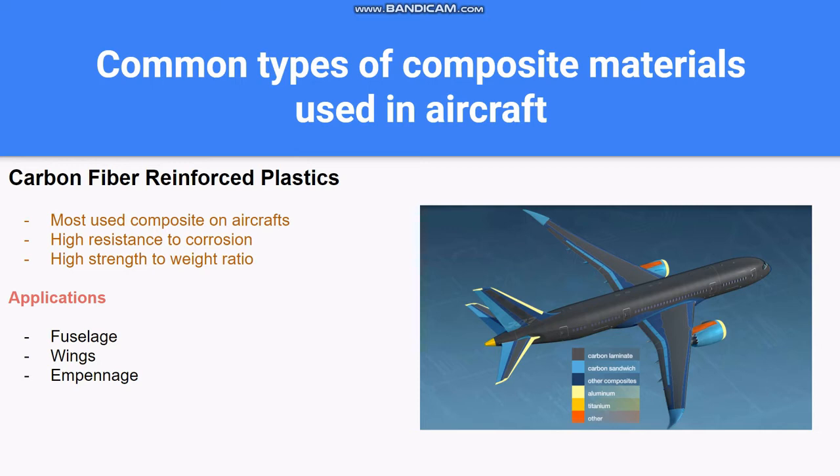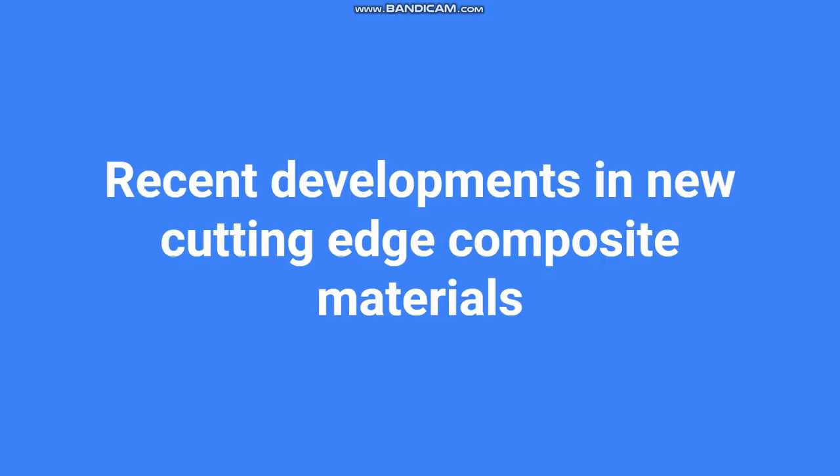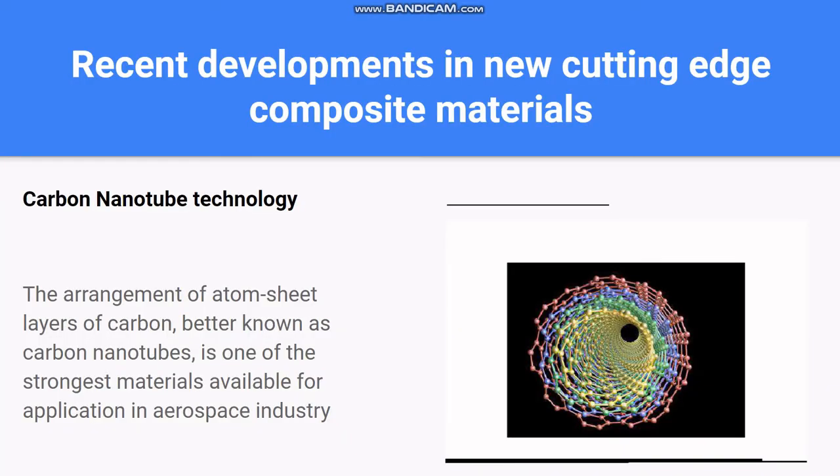There are recent developments in new cutting-edge composite materials, such as the carbon nanotube technology. This nanotube technology is an arrangement of atom sheet layers of carbon, better known as carbon nanotubes. It is one of the strongest materials available for application in the aerospace industry today, and it can be used to replace carbon fiber composites.